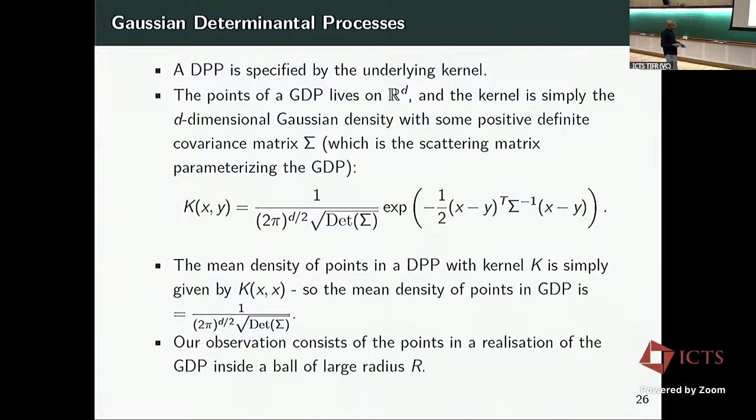Generally speaking, we have a parametric model, so we want to do parameter estimation and inference and so on. So we need to have an observation model, and our observation model is very simple. So we look at some domain in space, a reasonably large domain, and we look at the points of the process which are realized within this domain. Okay.